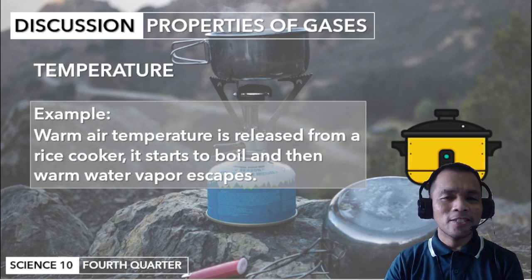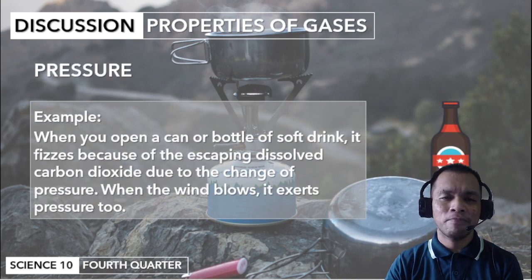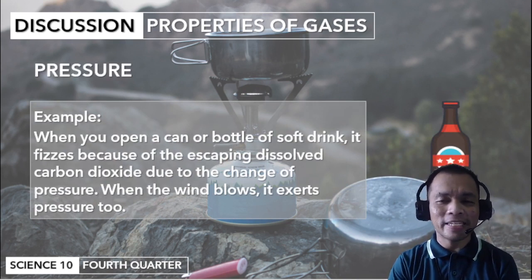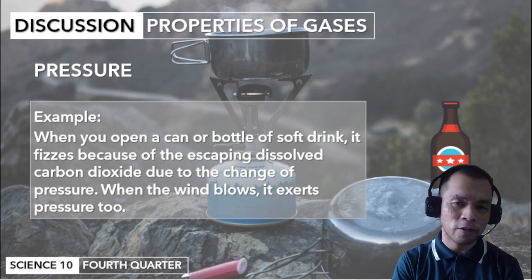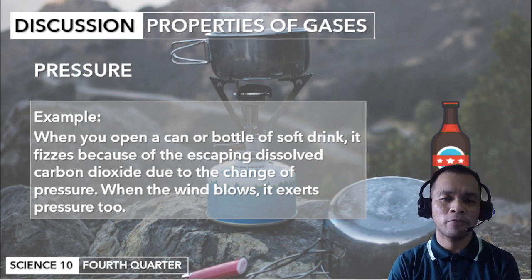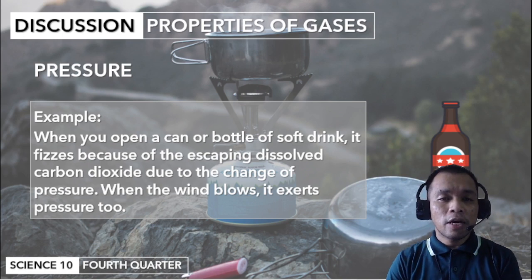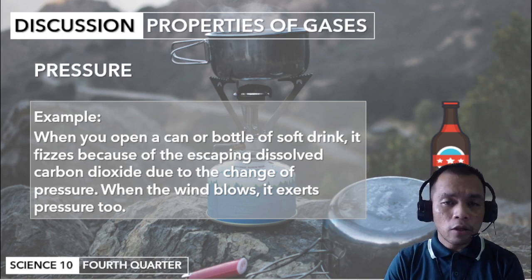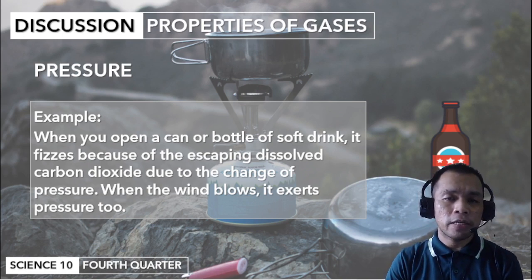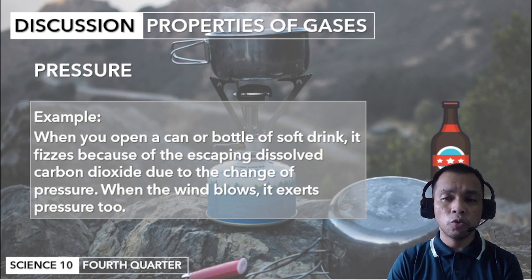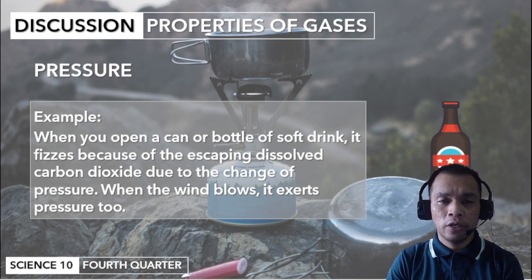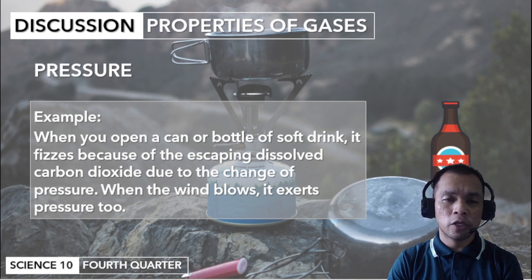Okay. Let's go over to the next property, pressure. I'm pretty sure you always encounter this one, especially when you try to open a soft drink bottle or a can of soft drinks. When you open a can or bottle of a soft drink, it fizzes because of the escaping dissolved carbon dioxide due to the change of pressure. When the wind blows, it exerts pressure too.